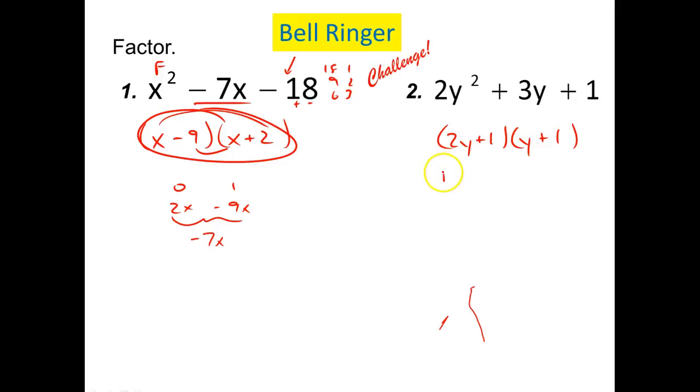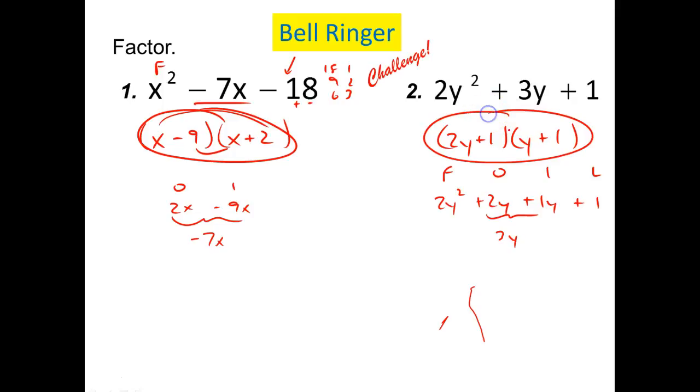We'll do the whole FOIL here. First, outside, inside, and last. My first term's 2y squared. My outside is 2y. My inside, 1 more y. For my last term, I set it up to work that way. That's going to give me 1. I get 3y in the middle. So that's my answer.